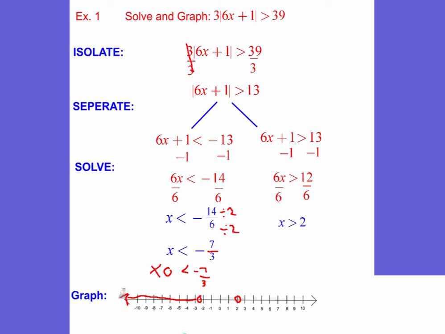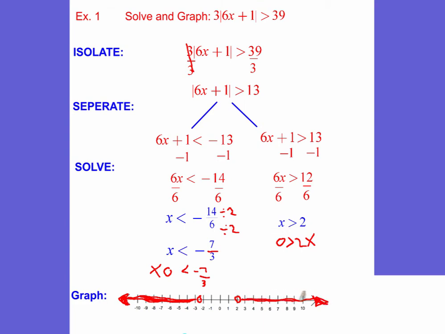So I'm shading just to the left of that circle. And now I want to do the same thing over here. Okay, x is greater than 2, so I'm going to plug in 0 for x greater than 2. So now I ask myself, is 0 bigger than 2? Nope, it's not. So I don't want 0 to be in the solution for this one, so I want to shade the opposite direction. This one I want to shade to the right so that 0 is not included in my solution here either. And there we go.